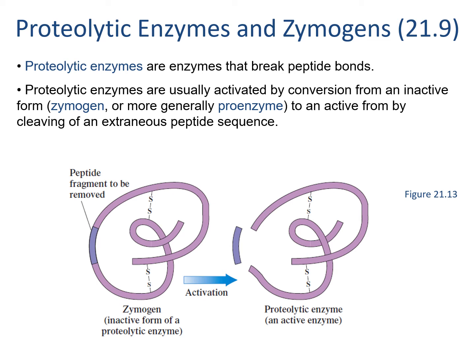They're moved into the lysosome where all proteins are broken down, and once they're in the lysosome, they'll be converted to an active form by breaking out a protein fragment. So this zymogen, or proenzyme, the inactive form of the proteolytic enzyme, has this peptide fragment that keeps it from actually functioning. As soon as it enters the lysosome, that piece can be cut out, and now the protein is going to fold the right way to start cleaving other proteins.